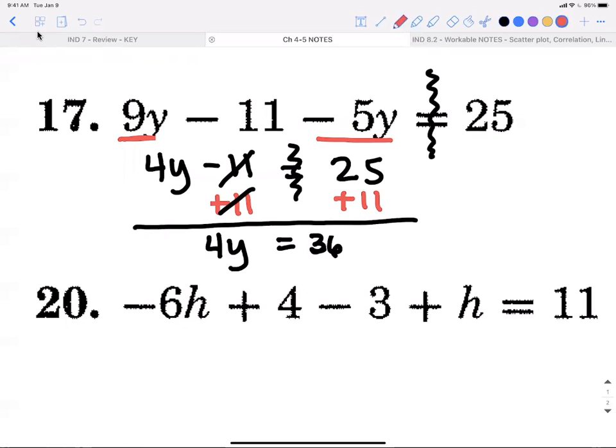Now, the last step is always to break that final bond of multiplication. Because it's multiplied, I'm going to divide. 4 and 4 cancel out, leaving me y equals 36 divided by 4, which is 9.